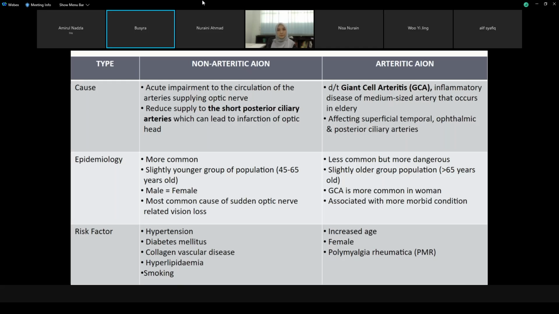The risk factors for non-arthritic are hypertension, diabetes mellitus, collagen vascular disease such as SLE, rheumatoid arthritis, and also hyperlipidemia and smoking. And then the risk factors for the arthritic include increased age, as I said before, those who are older than 65 years old, the female, those who have polymyalgia rheumatica, PMR. This is inflammation of the muscle where there is pain and stiffness in the proximal muscle groups, usually at the shoulders and the bicep.